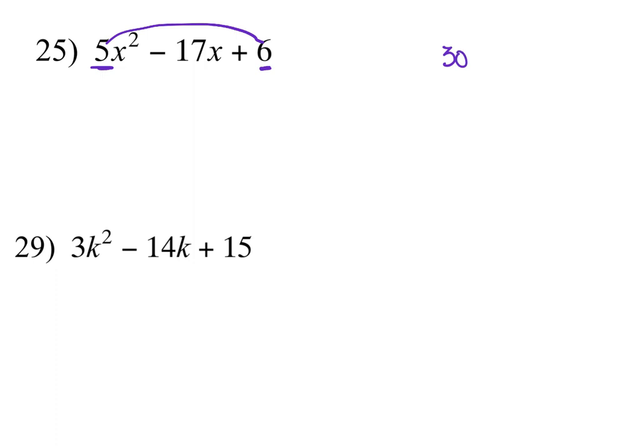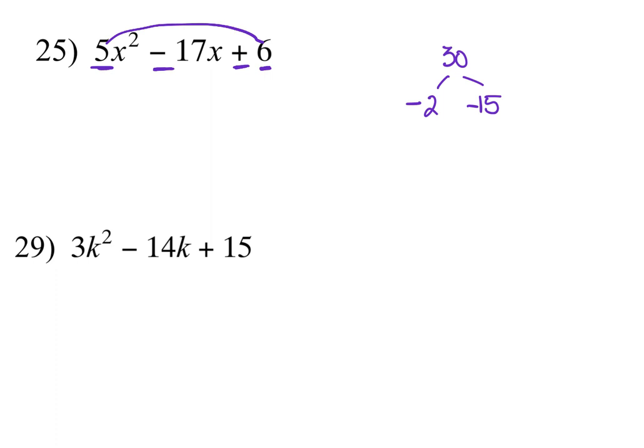And now I'm looking for factors of 30 that are the same sign. Same rule applies. It's a positive 6, so they have to be the same sign to multiply to get positive 6. Specifically, they're both going to be negative because of that middle guy. So I want 2 numbers that multiply to give me 30 and add to give me 17, which are what? 2 and 15, and specifically we're going to use negative 2 and negative 15 because of that negative 17.